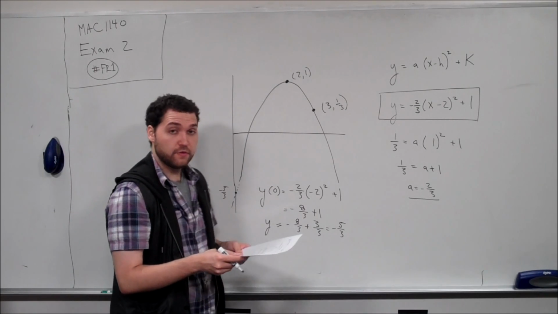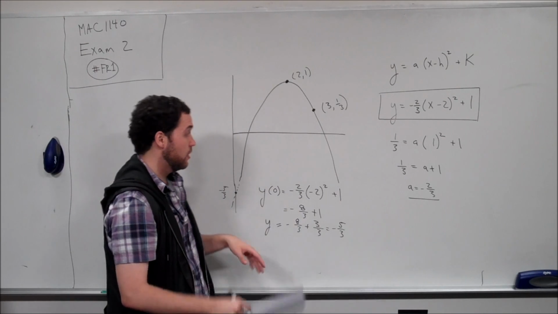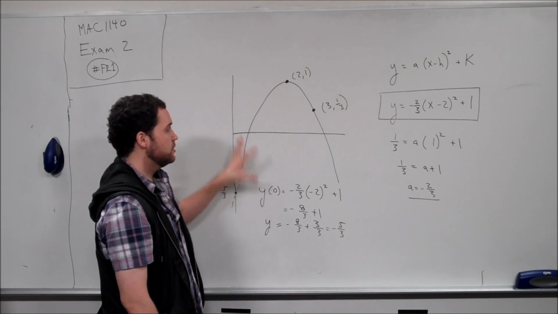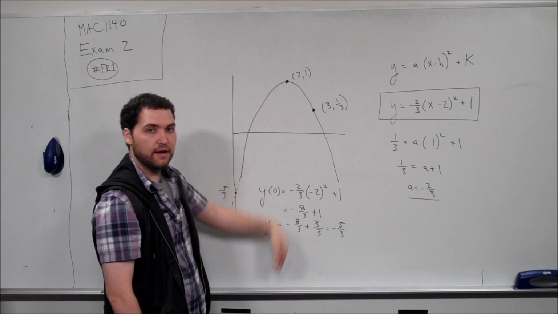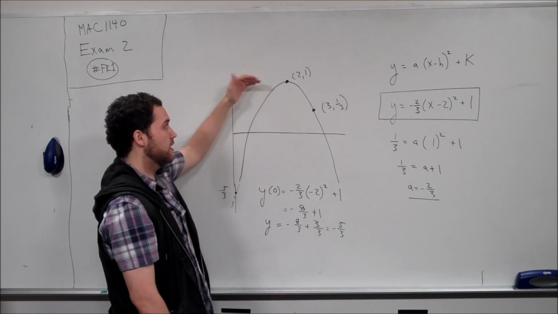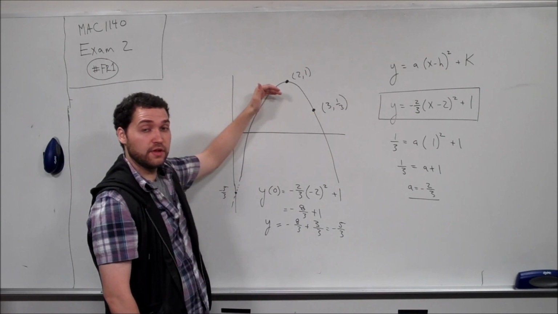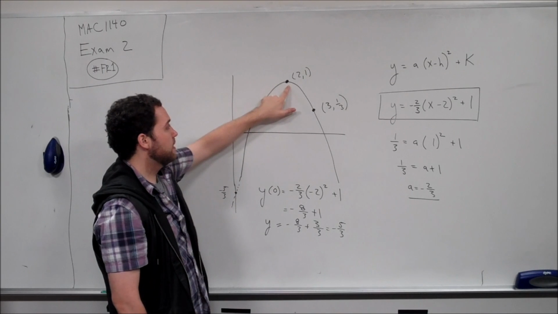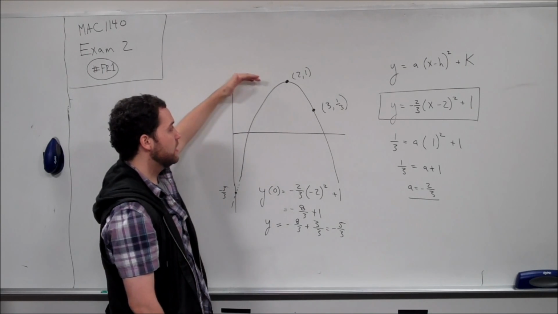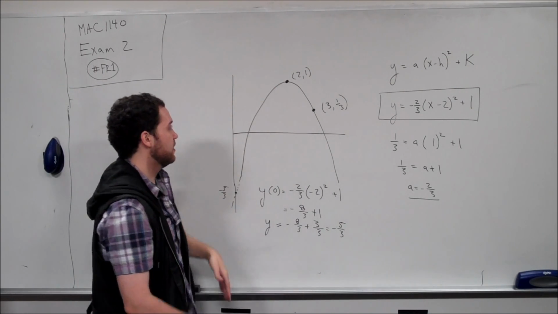And then the final part of this question, they ask you for the range. What are all the y values? And we can see this just by looking at the graph. We know it's going to go down to negative infinity, but is there an upper bound on this? And there is. It's just where the vertex is at. And we know the vertex is up here at 1. So we know that the range would be 1 to negative infinity.